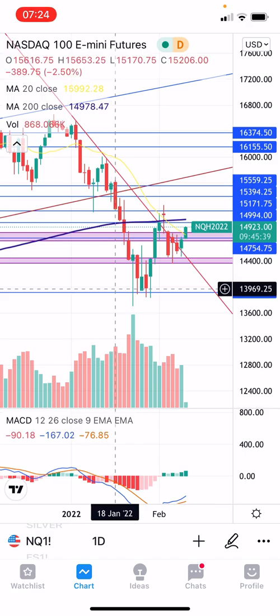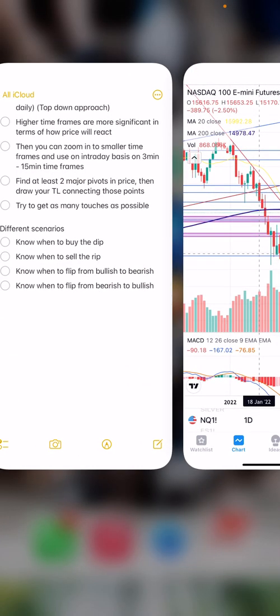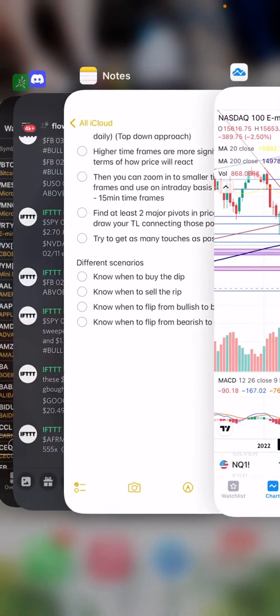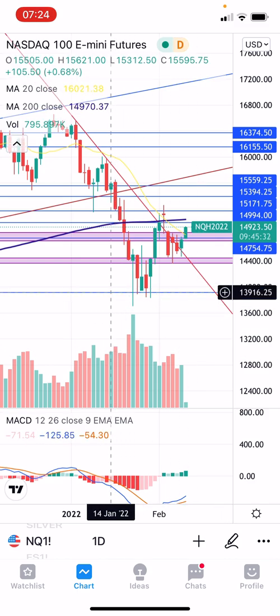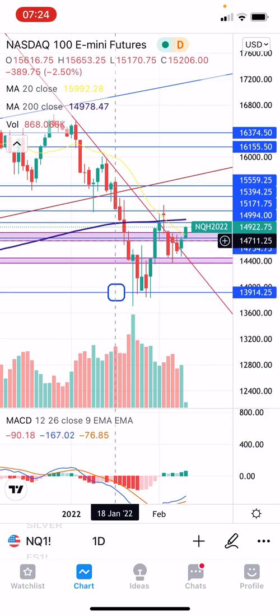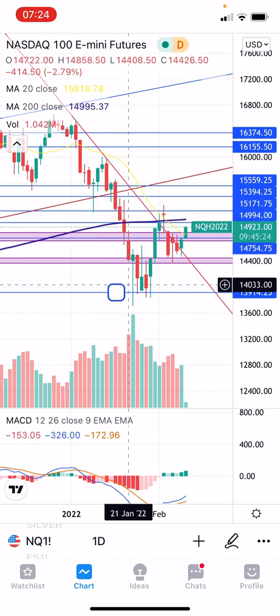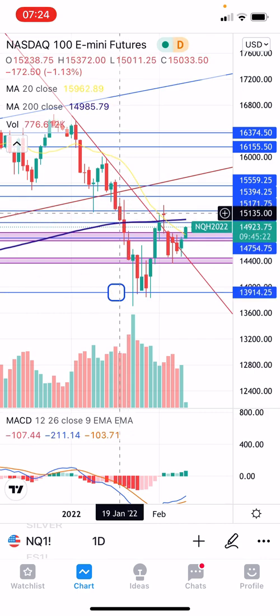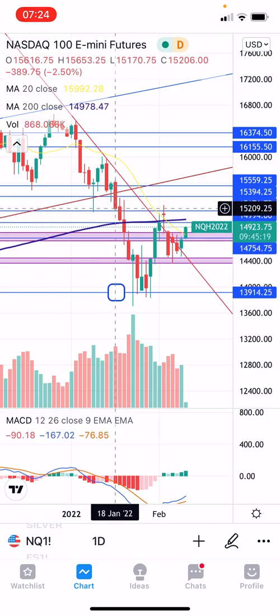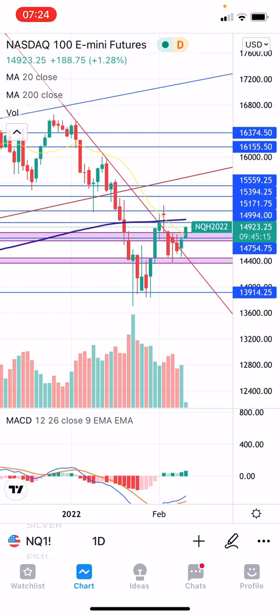So this is that scenario I was talking about, know when to flip from bullish to bearish, right? So this daily closed below it, not good at all. And you see what happened from here. It closed at 15,209 and started testing all of these lower supports, right? So this is a good short entry, right? Or at least to stop trying to buy the dip, right?